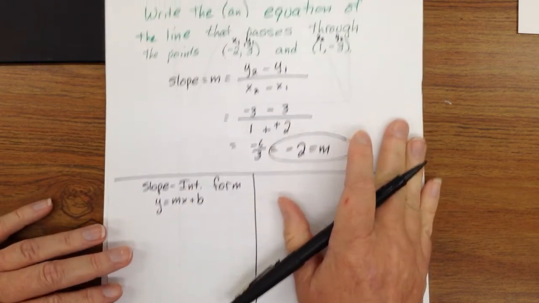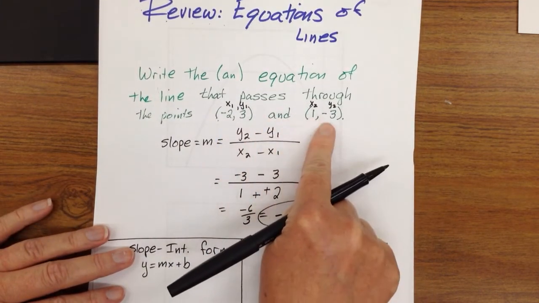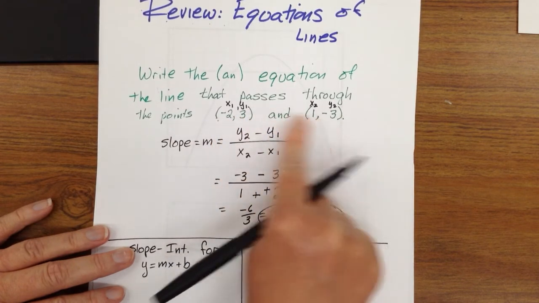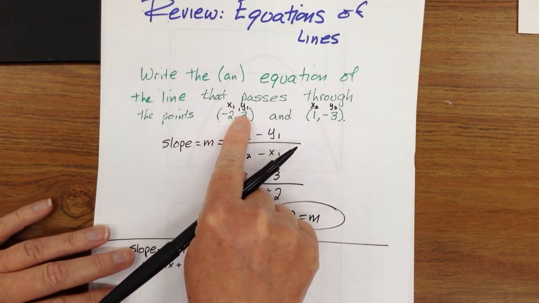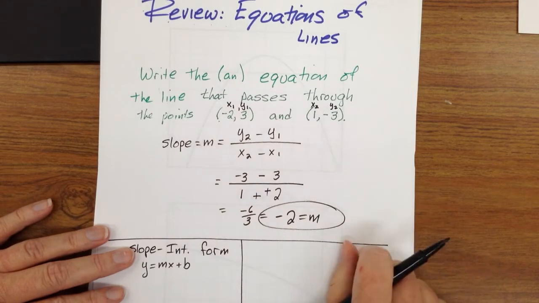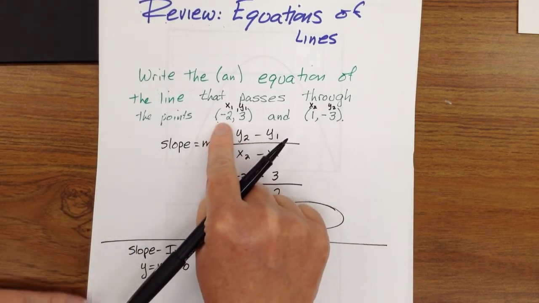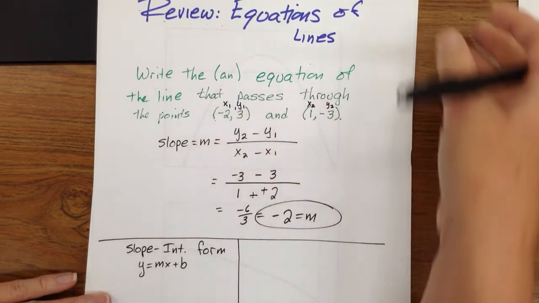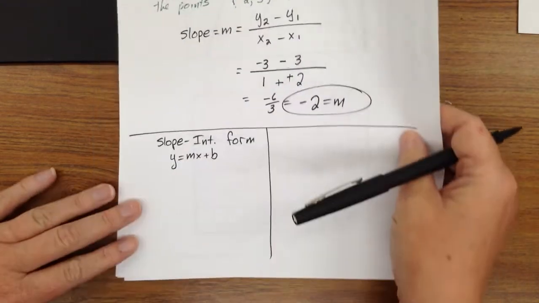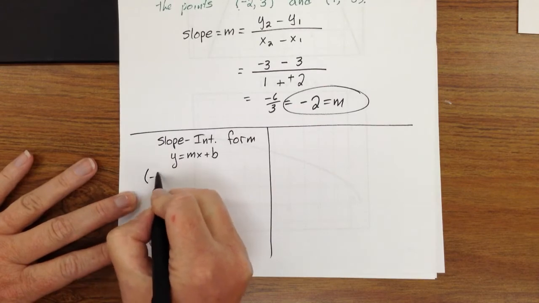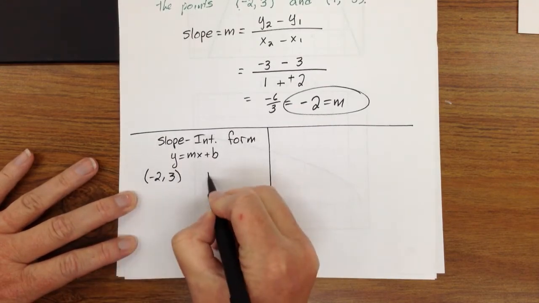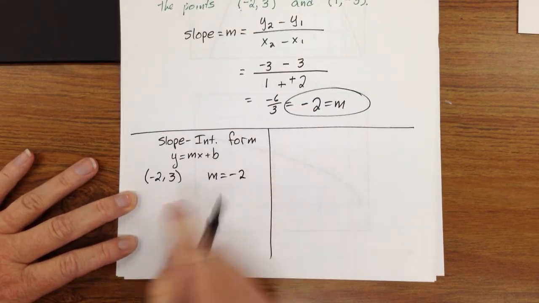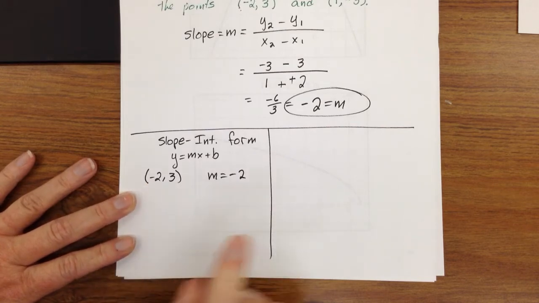Easiest way to do that is to pick one of the points, doesn't matter, plug them in for x and y, and solve for b. So let's go ahead and do that. Without any specific reason why, other than I feel like it, I'm going to choose the point (-2, 3). So I'm going to put all of our information. The point is (-2, 3). The m value is -2 as well. That's just a coincidence. It has nothing to do with anything.